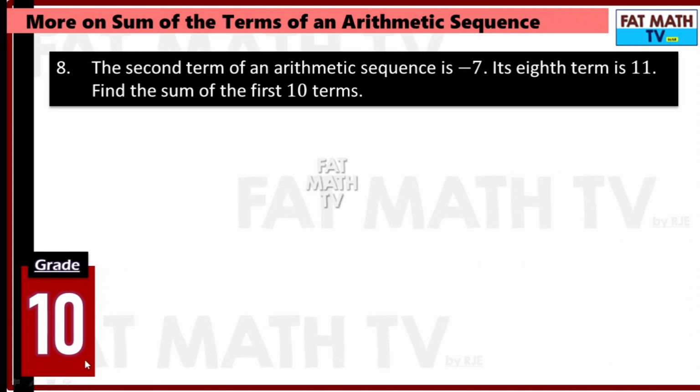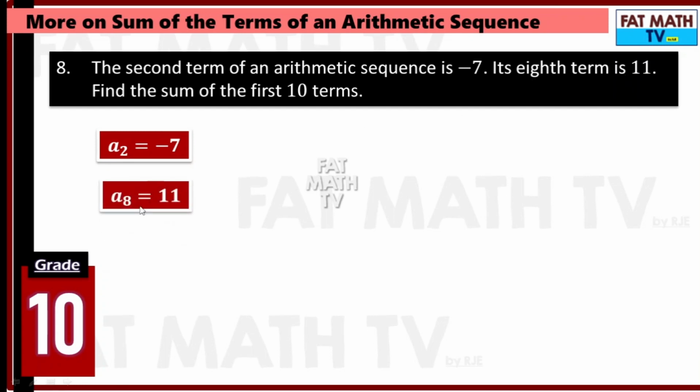Number 8. The second term of an arithmetic sequence is negative 7. Its eighth term is 11. Find the sum of the first 10 terms. So a sub 2 is negative 7 since the second term is negative 7. Eighth term is 11, so a sub 8 equals 11. What is s sub 10? Because we need to find the sum of the first 10 terms.